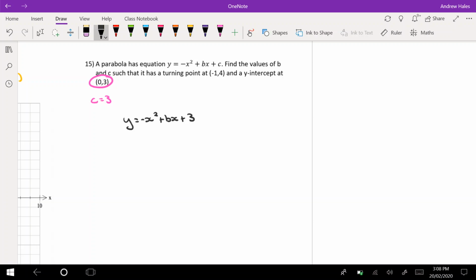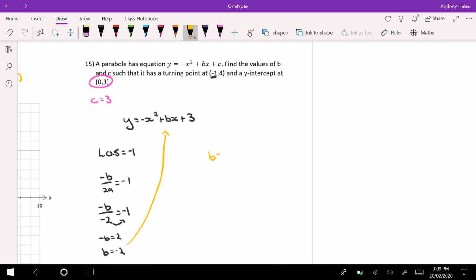Well, I know that my turning point lies on the line of symmetry. So the line of symmetry is negative 1, because it says it right here that that's where my turning point is. Negative b over 2a has to equal negative 1. Well, we know that a is equal to negative 1, so 2a is equal to negative 2. So negative b over negative 2 equals negative 1. Negative 2 times negative 1, by moving that across, so negative b is equal to 2, b is equal to negative 2. And you put that into there, so you know that b equals negative 2, c equals 3.